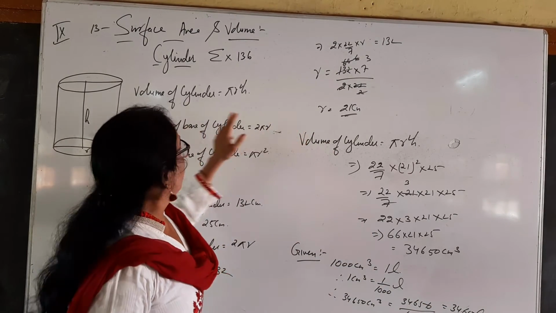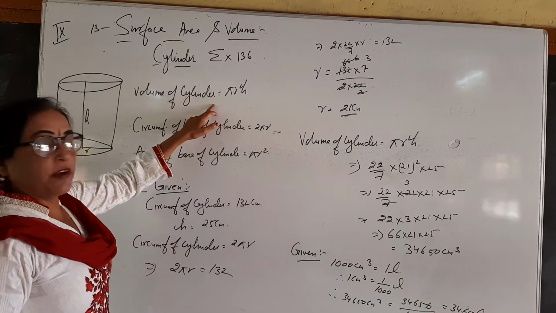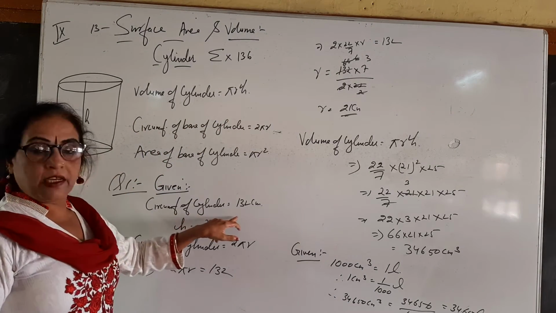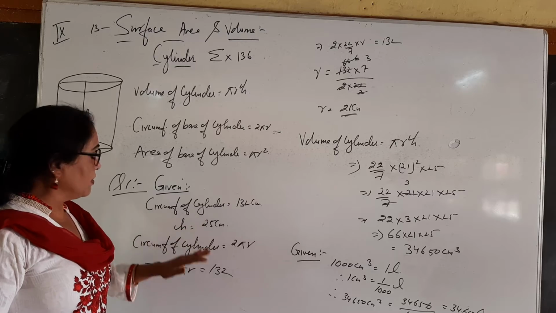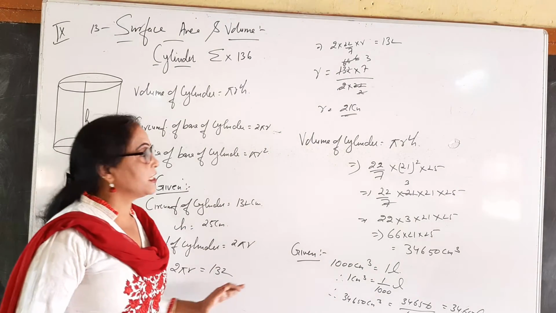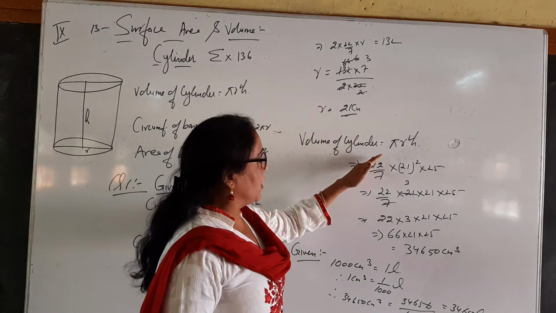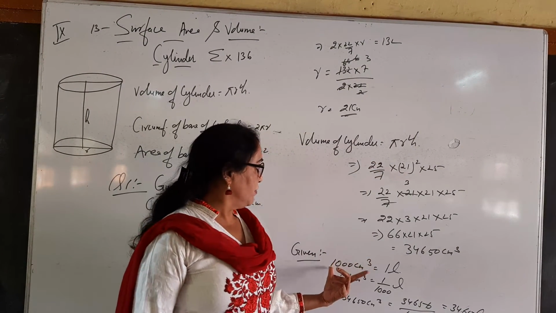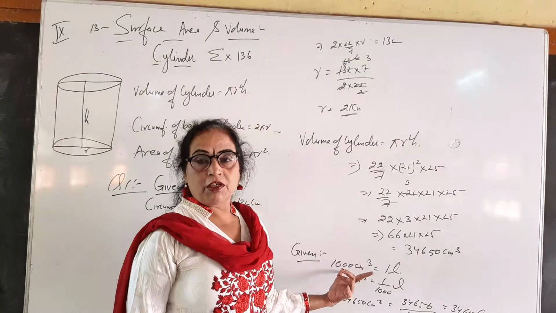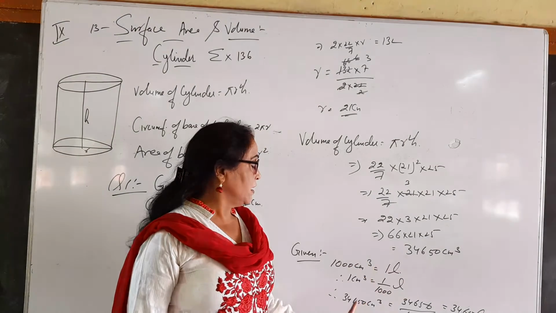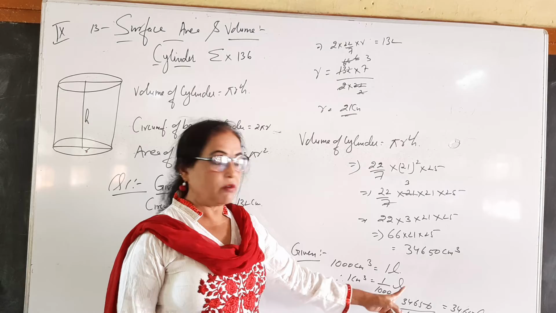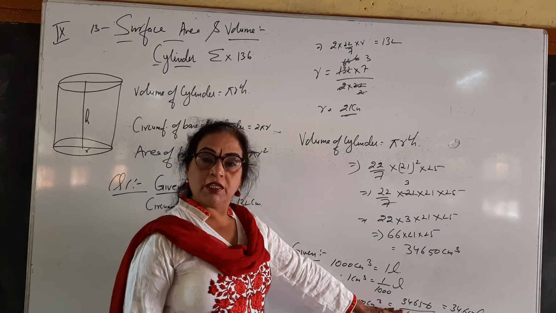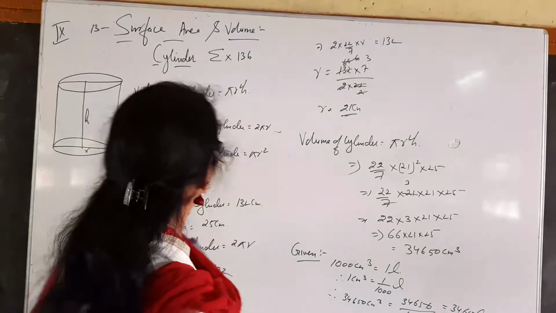Here first we use the formula for volume of cylinder, and given to you is the circumference of the cylinder and the height. From there we will find the radius of the cylinder. Then after getting the radius we will find the volume. It is given 1000 cubic centimeter equal to 1 liter, so 1 cubic centimeter equal to 1 by 1000, and 34650 centimeter cube equal to this much. We will do one more.